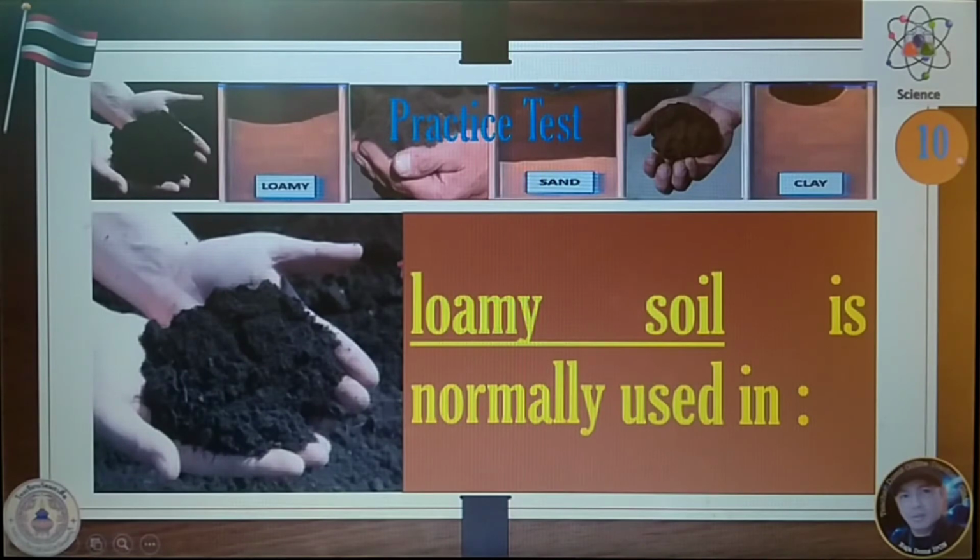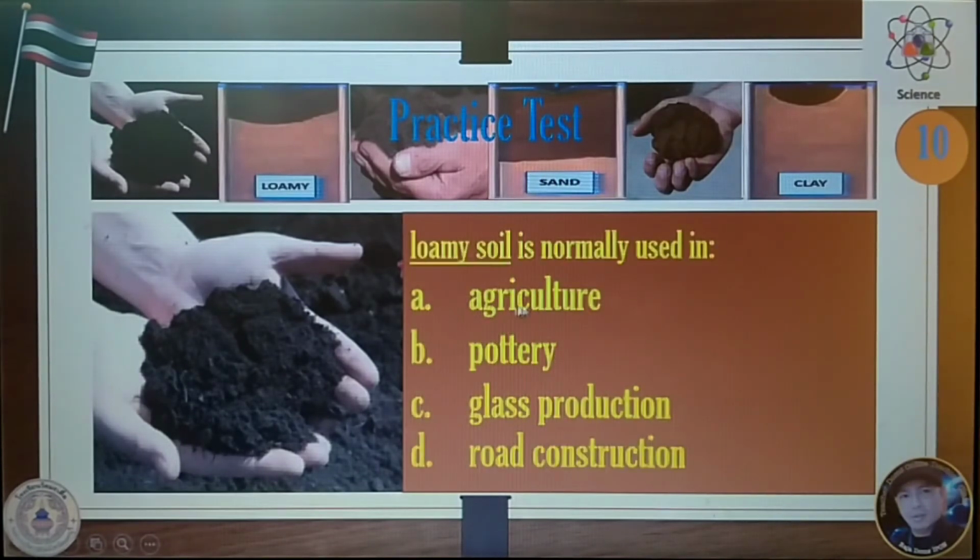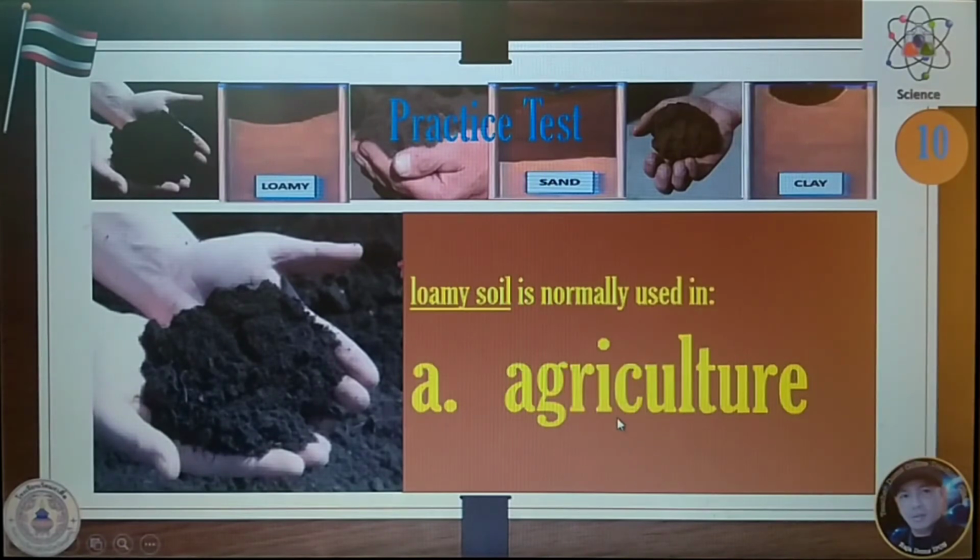Practice test 10. Loamy soil is normally used in A. Agriculture. B. Pottery. C. Glass production. D. Road construction. A. Agriculture.